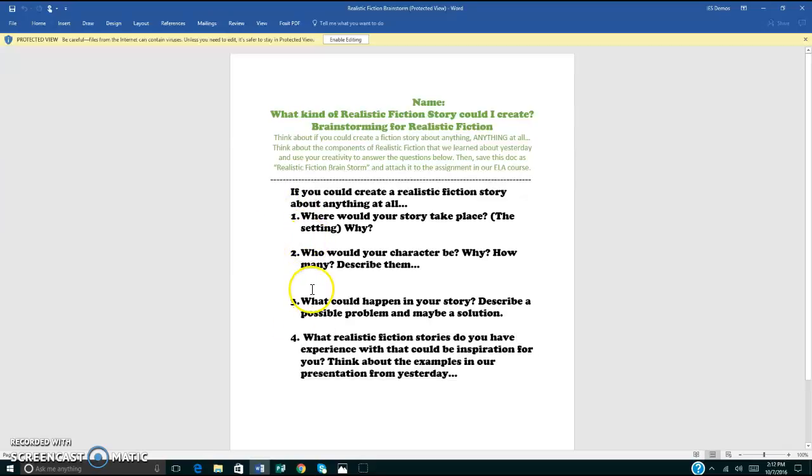So, my friends, in each of these sentences, I'm expecting full sentences unless you're creating a bullet point, and I'm expecting at least a paragraph for each one of these questions because I'm going to really push you to not only use the components of realistic fiction we've been talking about, but also your own creativity here. All right, let's get brainstorming.